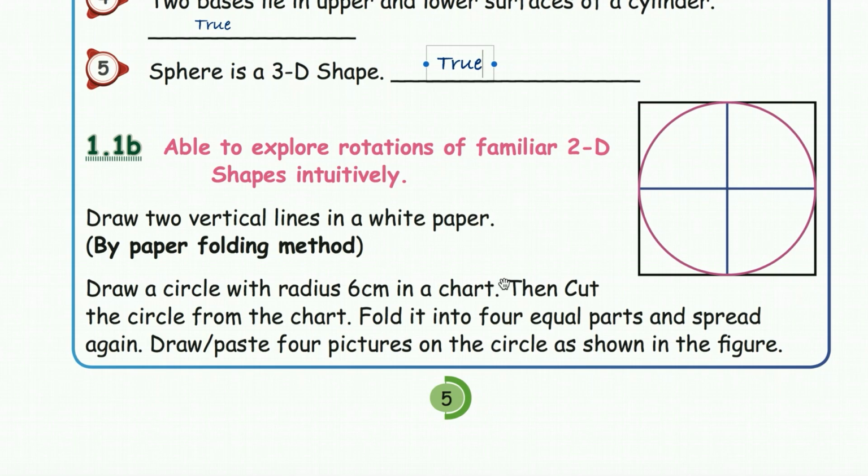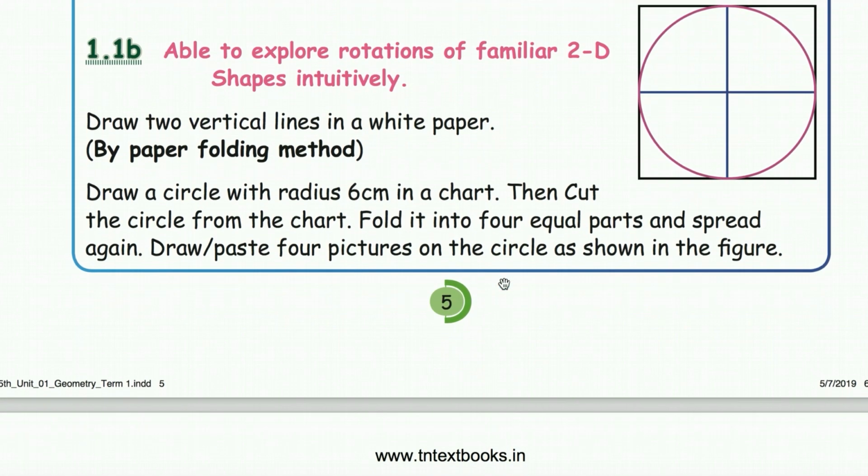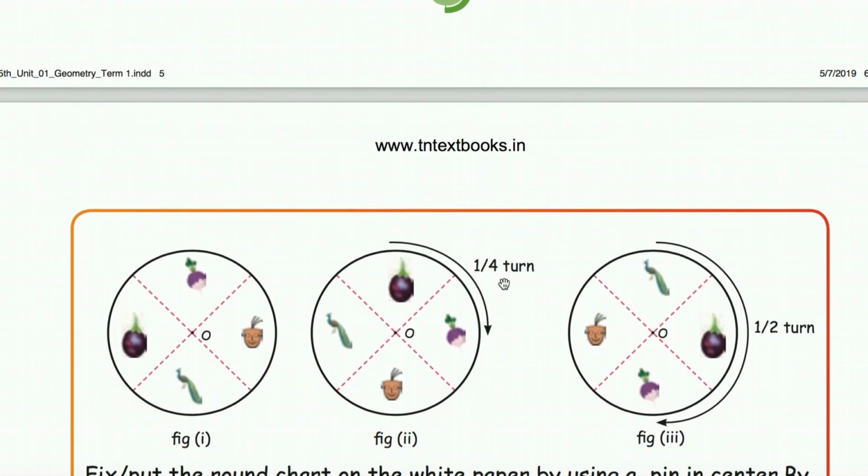Be able to explore rotations of similar 2D shapes intuitively. Draw two vertical lines on a white paper. By paper folding method, draw a circle with radius 6 cm on a sheet. Then cut the circle from the sheet. Fold it into 4 equal parts and spread again. Draw or paste your 4 pictures on the circle as shown in the figure.